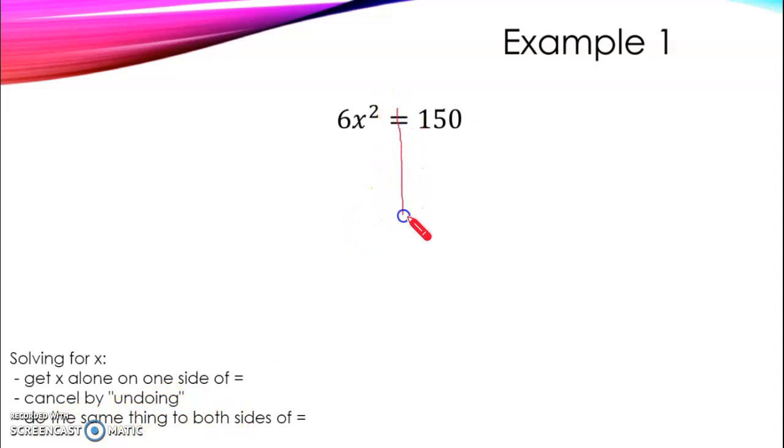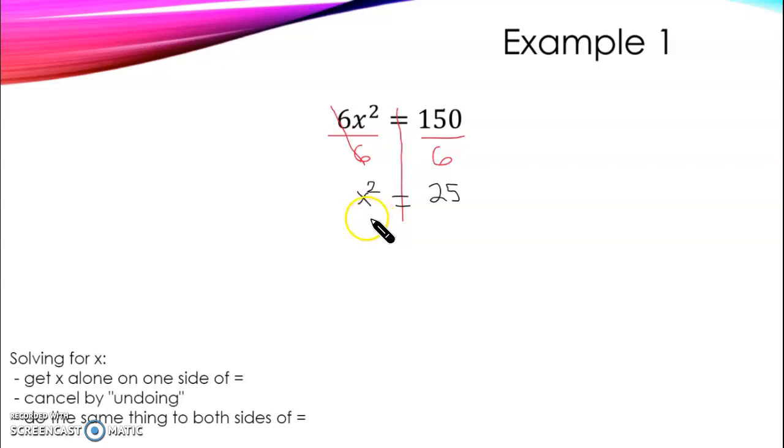We also need to do the same thing to both sides of the equal sign. So sometimes I'll even draw a little wall down the equal sign to remind myself to do the same thing to both sides. And we have 6 being multiplied by x squared, and x is being squared. And we need to get rid of this multiplication by 6 first. And so to cancel that, we're going to do the opposite, which is divide both sides by 6. And so those will cancel each other, and we're left with just x squared on the left-hand side and 150 divided by 6 on the right, giving us 25.